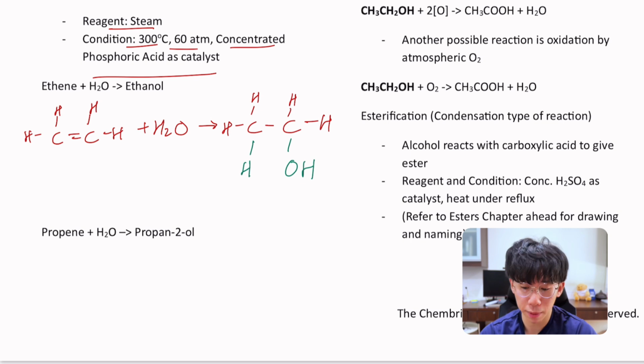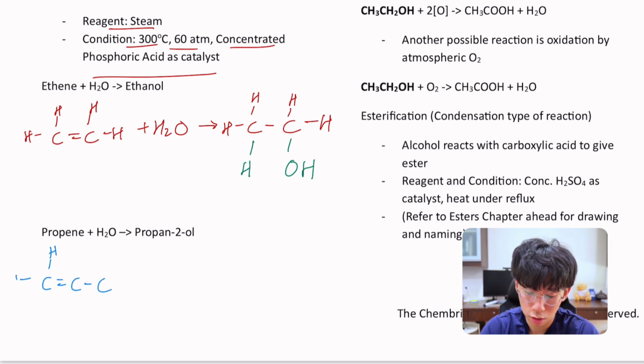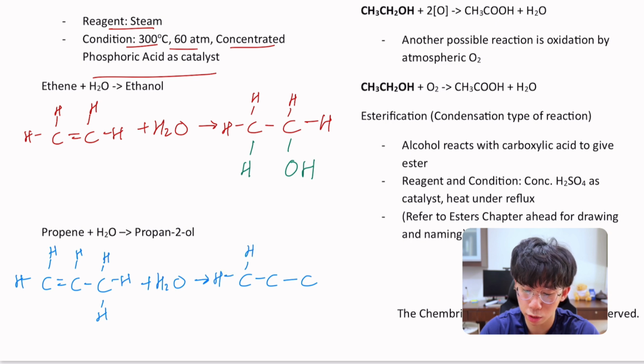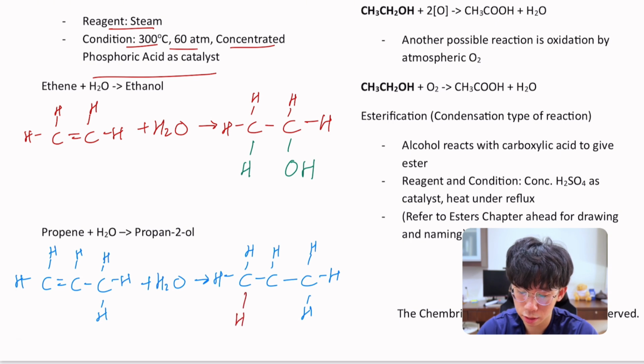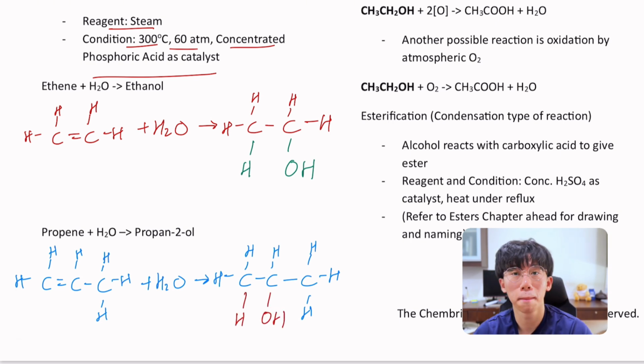Another example is propene adding H2O. So we're just going to draw propene out, and we're just going to add the H2O. So everything remains the same. Your double bond turns into a single bond, and then you're going to add the H and the OH across the double bond. And this is what will get you your propan-2-ol.